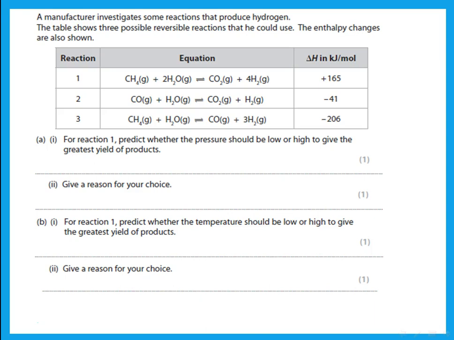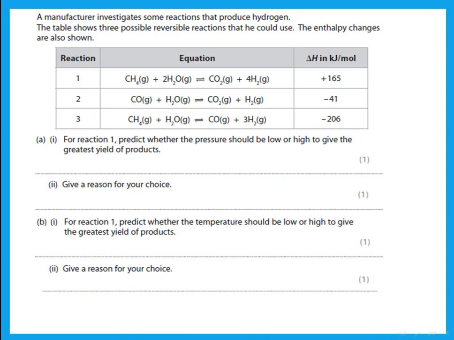Should I increase the pressure or decrease the pressure? Remember, we said increasing pressure goes to less molecules. Decreasing pressure goes to more molecules. If I want to go forward, am I trying to make more molecules or less molecules? Well, let's see. If I'm going forward, I make 1 of CO2 and 4 of hydrogen, so that's 5. If I go backward, I make 1 methane and 2 water, so that's 3.